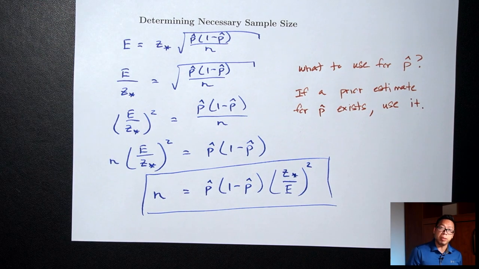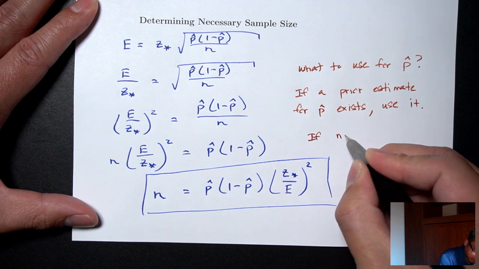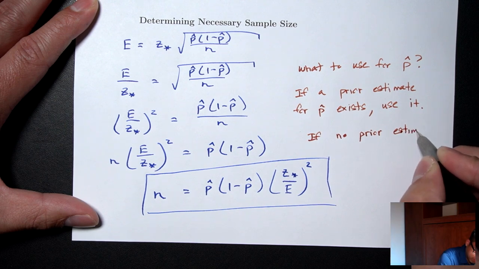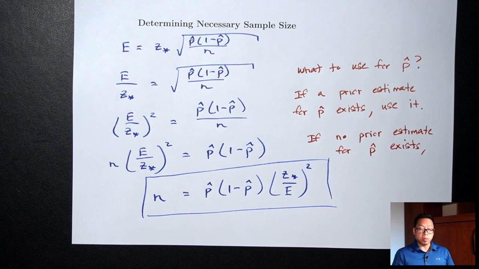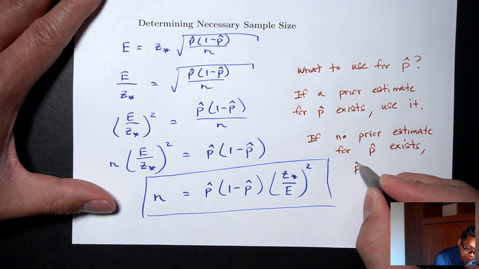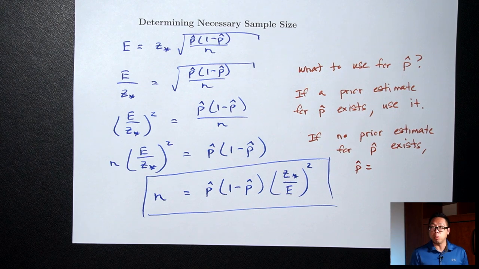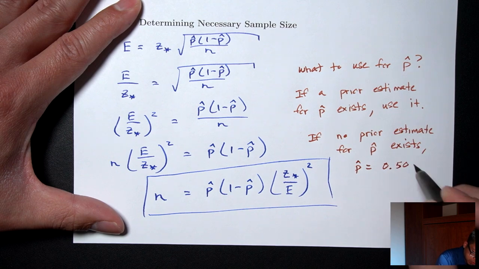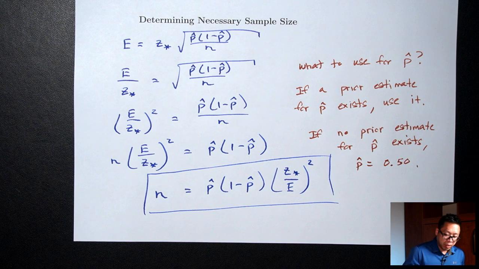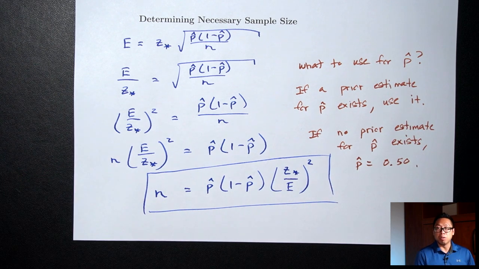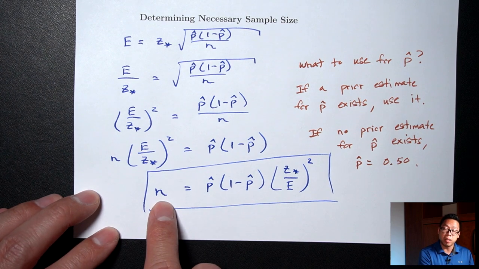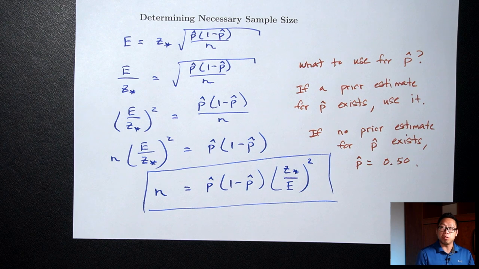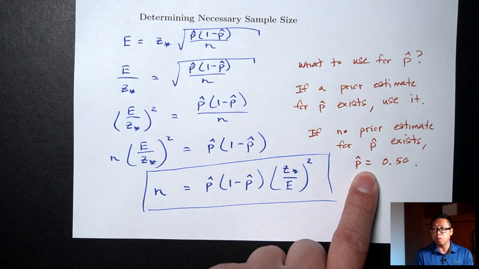So what do you do when there's not a prior estimate for p hat? If there's no prior estimate for p hat, then we're going to use the next best thing, which is a p hat of 50%, or as a decimal, 0.50. Why 0.50? Well, for students who know a little bit of calculus, if you try to maximize this function, you'll see that you get a maximum when p hat is 0.50. In other words, 0.50 is the p hat that will result in the largest sample size. So if you don't know anything about p hat, you're going to do the safest thing, which is to use the largest sample size, which happens when p hat is 0.50.